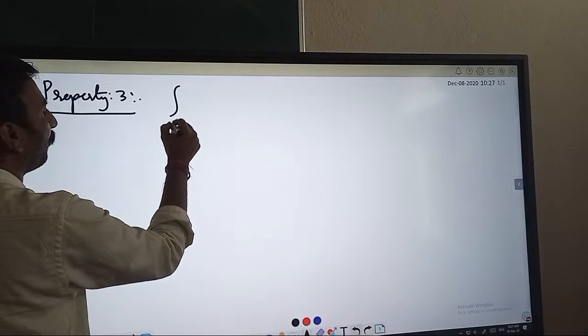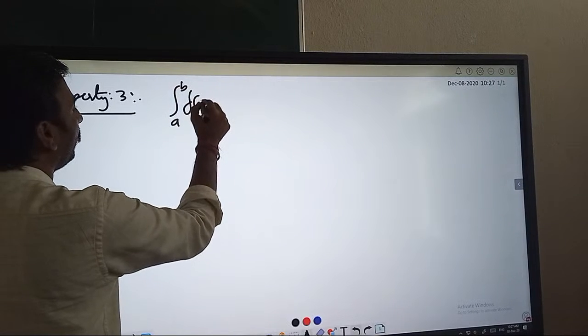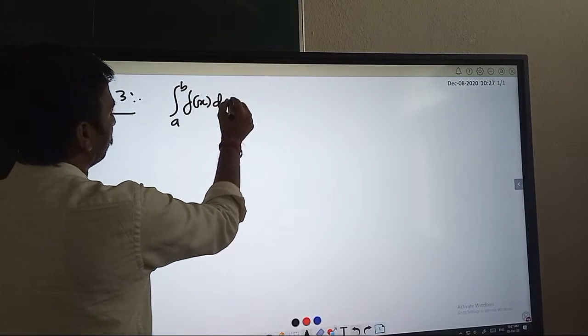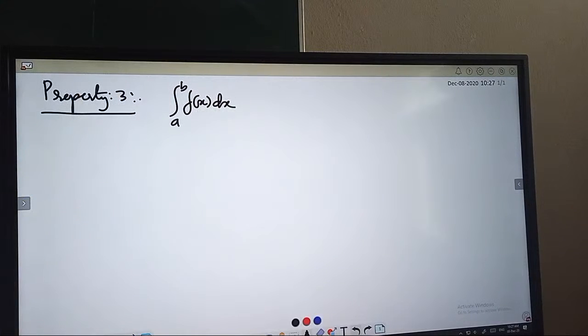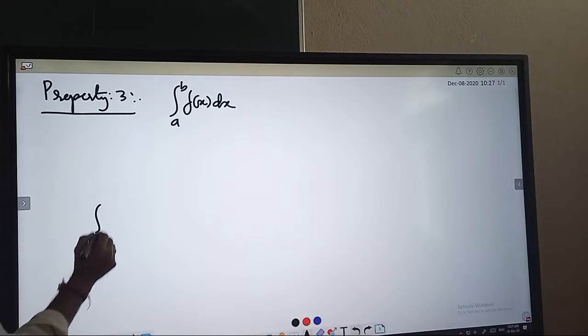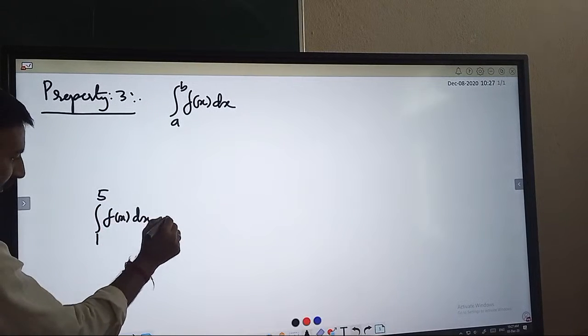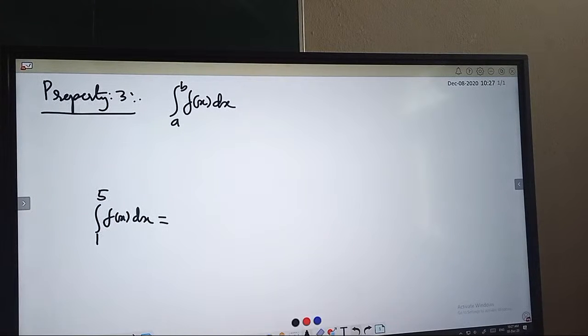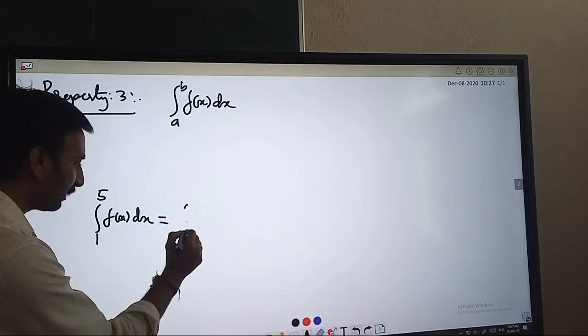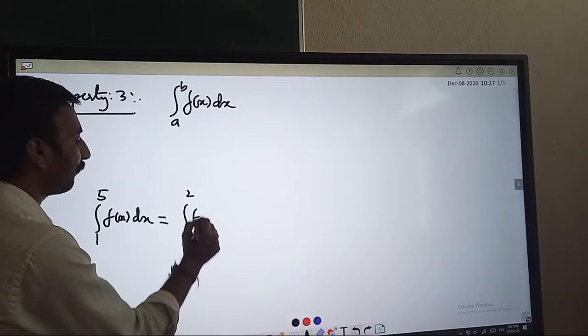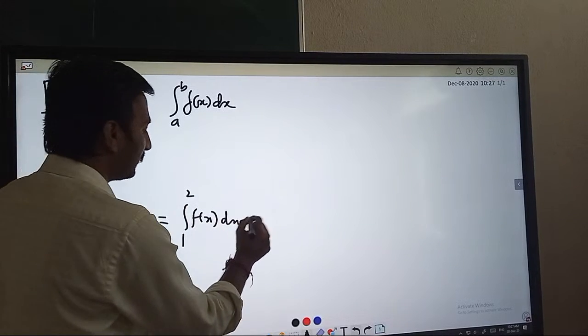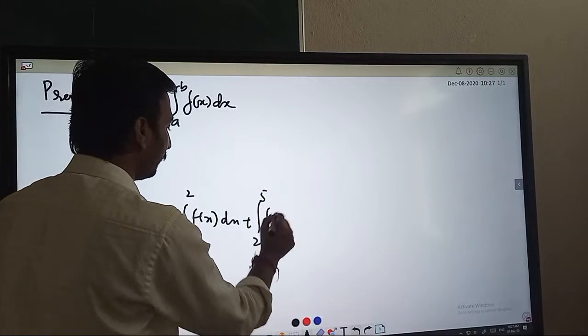If you have integration from a to b f of x dx. Sir, if you have integration from a to b f of x dx, say for example integration from 1 to 5 f of x dx is there. It is like this, 1 to 5 f of x dx. Then what does the rule tell? You can split it as 1 to 2 f of x dx plus 2 to 5 f of x dx.